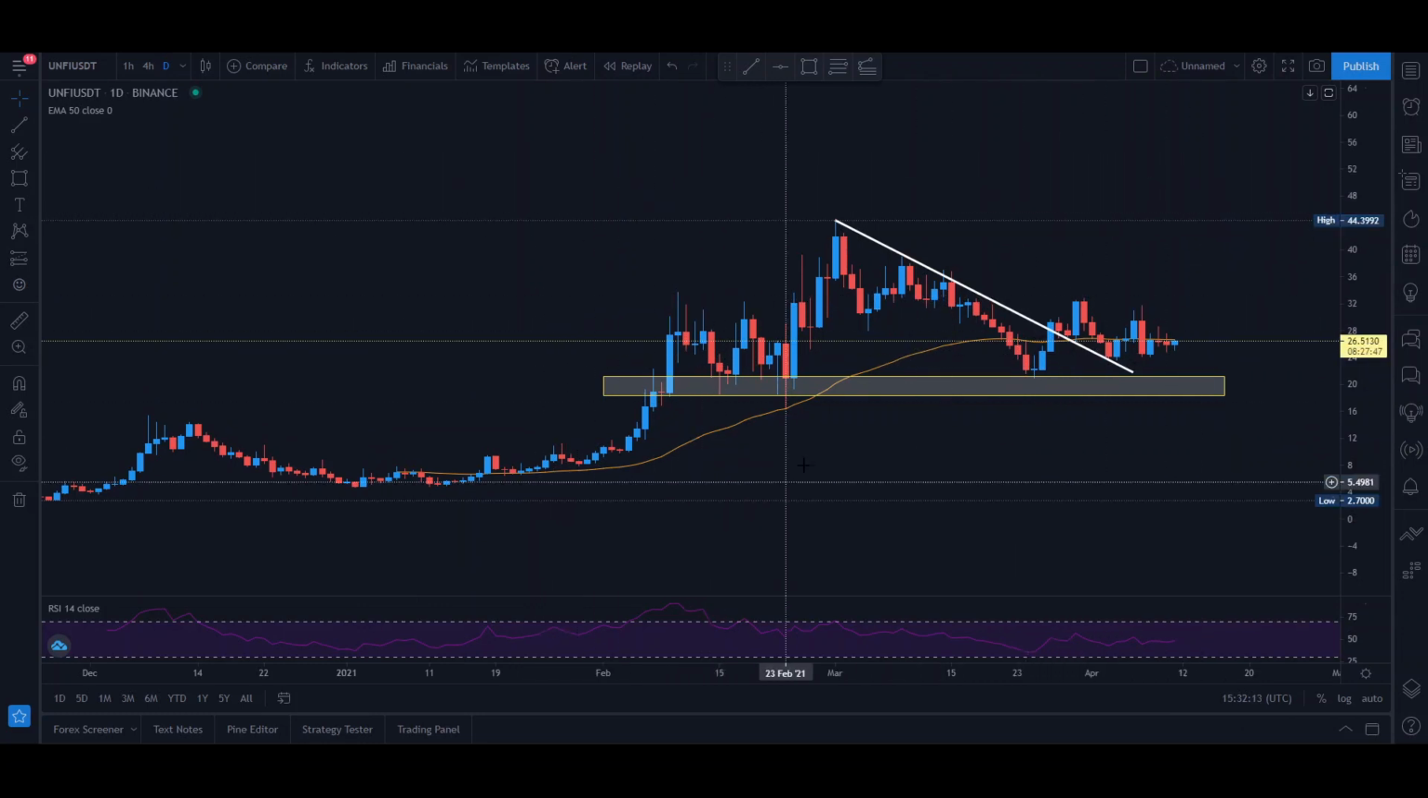Now, currently we're sitting on the daily chart and we can see an interesting zone of support down here around the $20 mark. It's a psychological level.